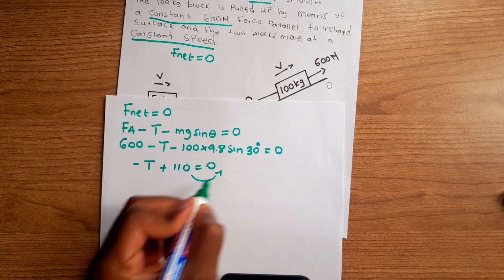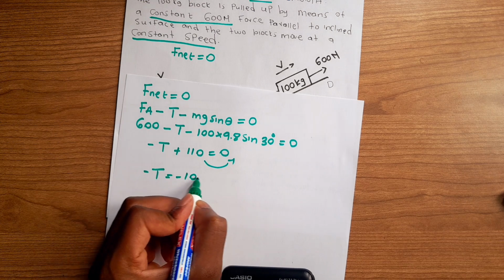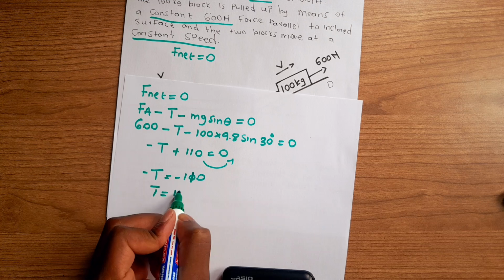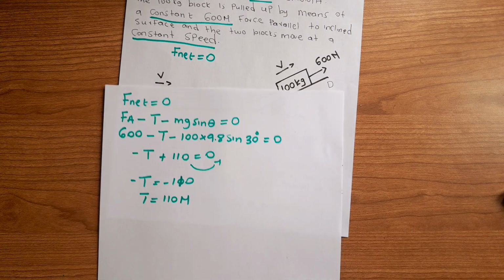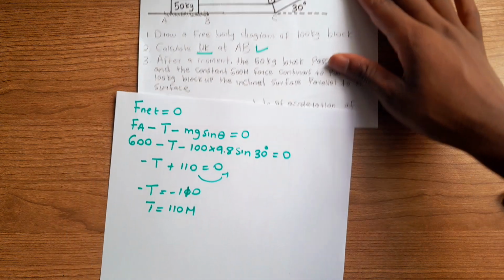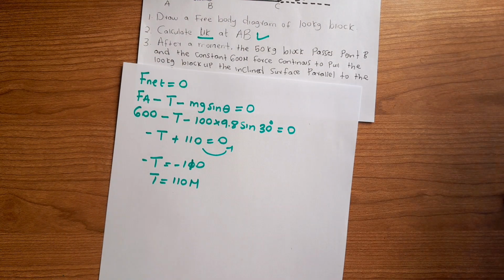So I'm just going to take this into the other side. I'm going to have minus T equals minus 110. So it means that the tension equals 110 newtons, right? So the tension actually equals 110 newtons.